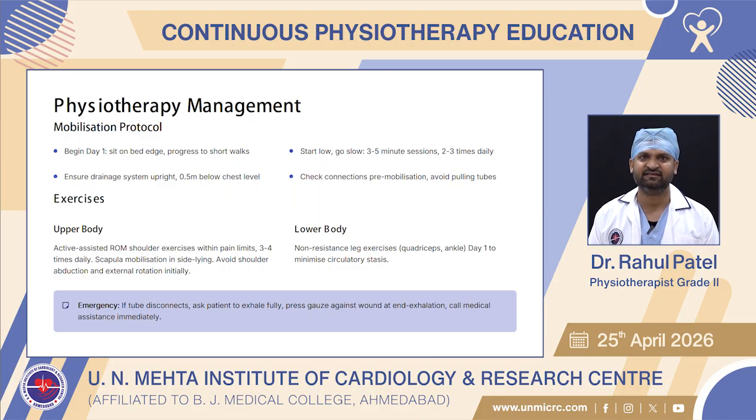Exercise: upper body active assisted range of motion shoulder exercise within pain limits, 3 to 4 times daily. Scapula mobilization, side lying, avoiding shoulder abduction and external rotation initially. Lower body: non-resistive leg exercises, quadriceps, ankle, from day 1 to maintain circulatory status. Emergency: if the tube disconnects, ask the patient to exhale fully, press the gauze against the wound at end exhalation, and call medical assistance immediately.